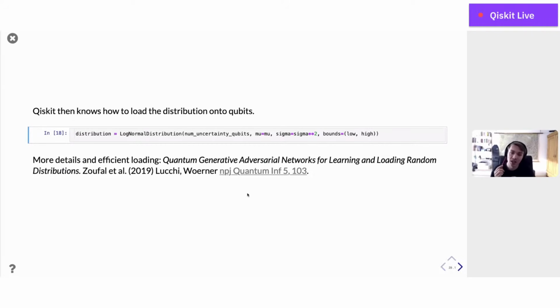Distribution loading is a very important point if you want to solve practical problems on a quantum computer, because you have to make sure that every step of your algorithm is efficient, not just final amplitude estimation, but every bit, every piece that you use to get there. And more details on efficient loading you can find in this paper that I've linked here.